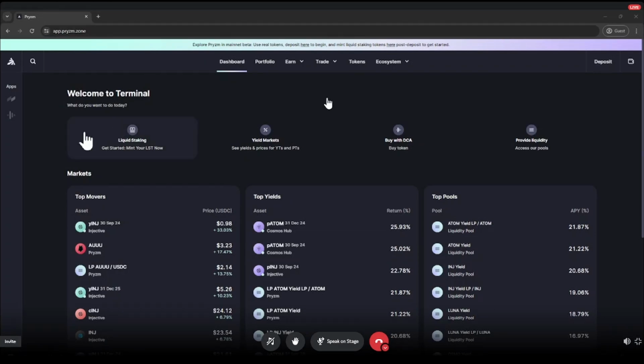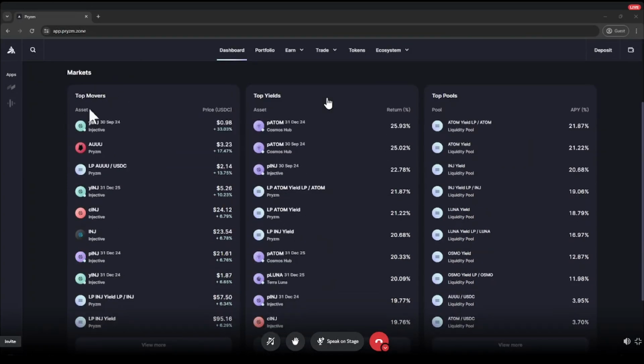This is the dashboard page on Prism's app. So this is just the homepage of app.prism.zone. People who've used it a little bit know that these are what tokens actually moved the most in the last 24 hours. So this is 24-hour price movement here. You can see that if someone bought yINJ with the SEP24 expiry, they would have made 33% in the last 24 hours. Ignore AWU.